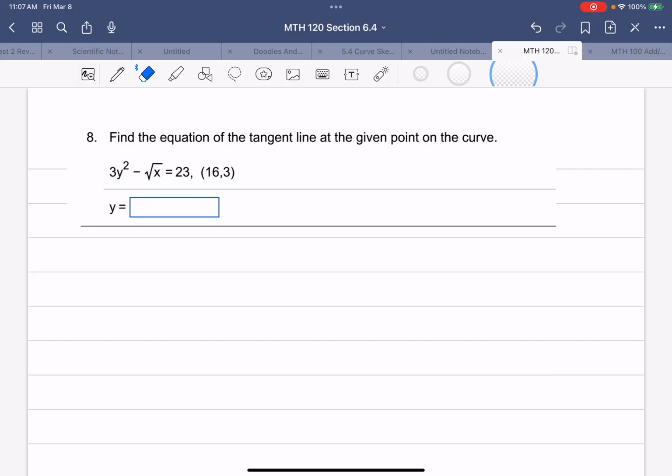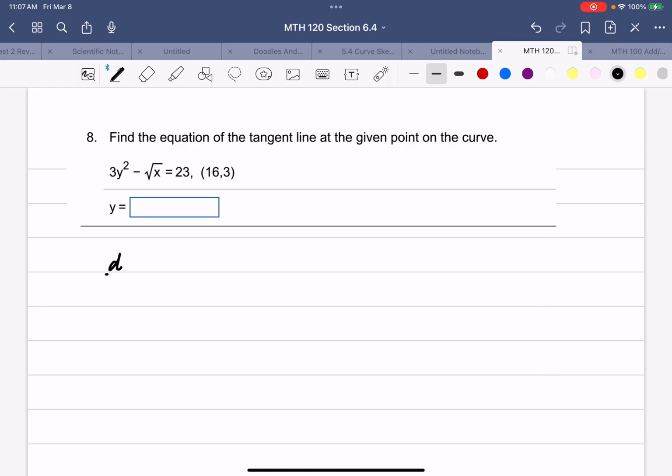Example 8. Find the equation of the tangent line at the given point on the curve. 3y squared minus the square root of x equals 23, and the point is (16, 3). Well, to find the formula for the slope of the tangent line, we need to take the derivative, and since it's not solved for y, we'll need to use implicit differentiation.